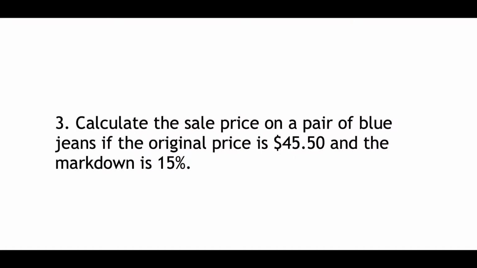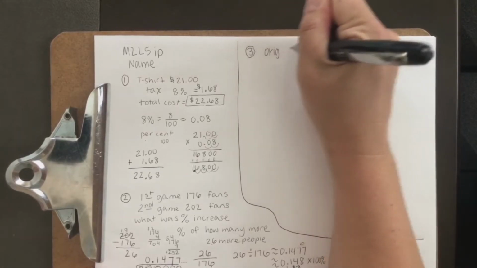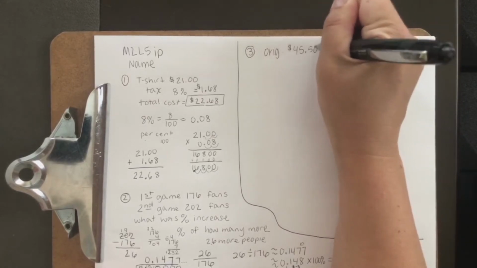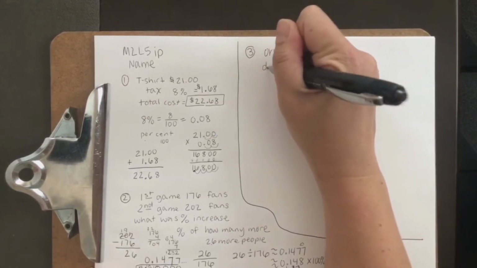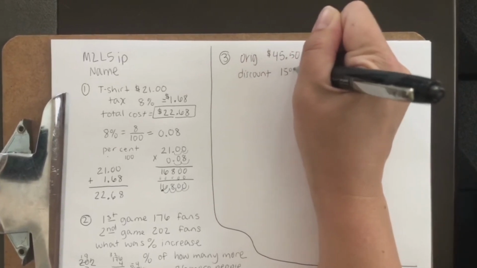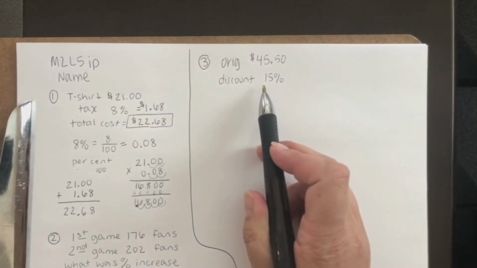Calculate the sale price on a pair of blue jeans if the original price is $45.50 and the markdown is 15%. Original price is $45.50 and the discount is 15%. This is an excellent skill to have.